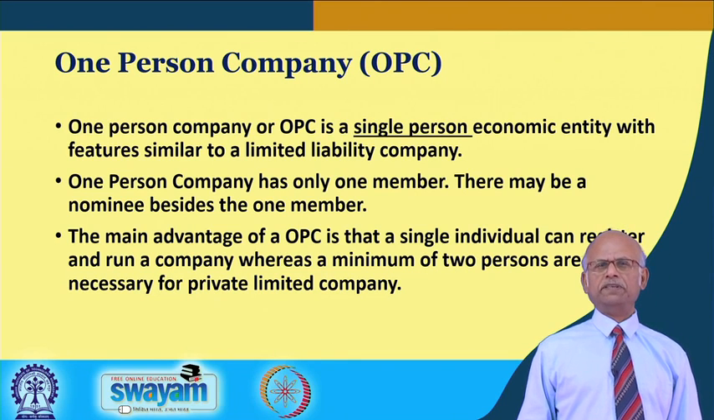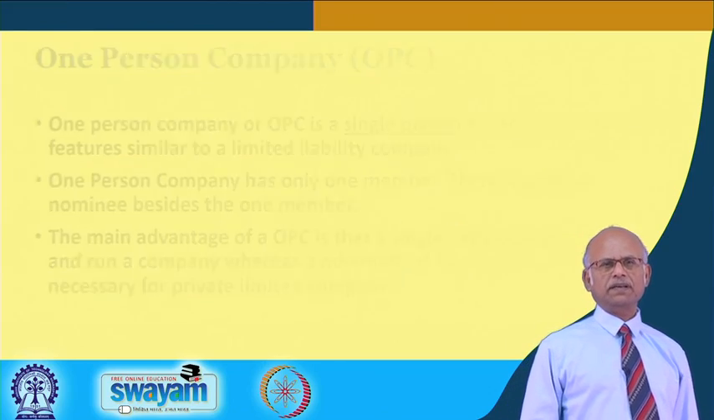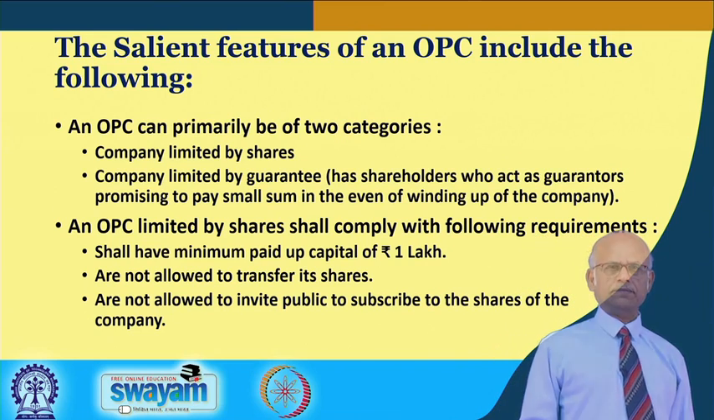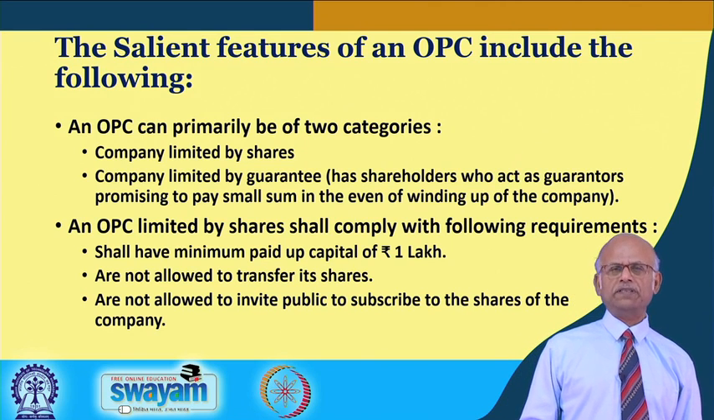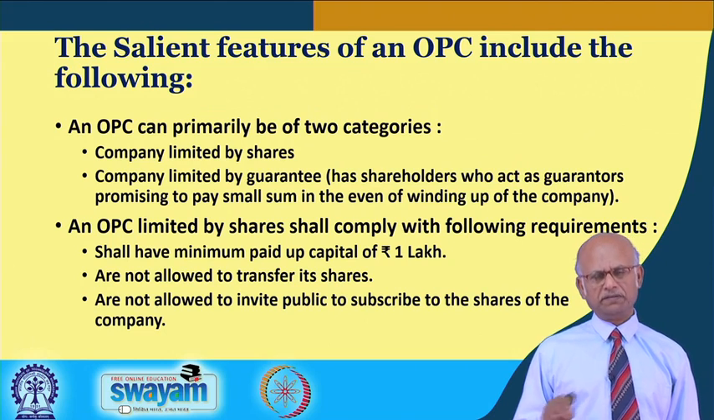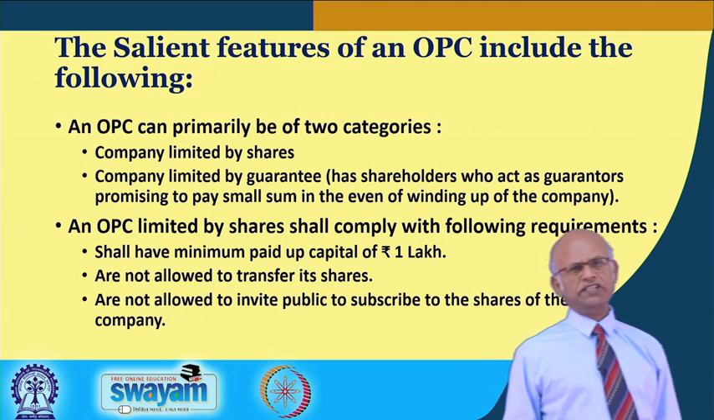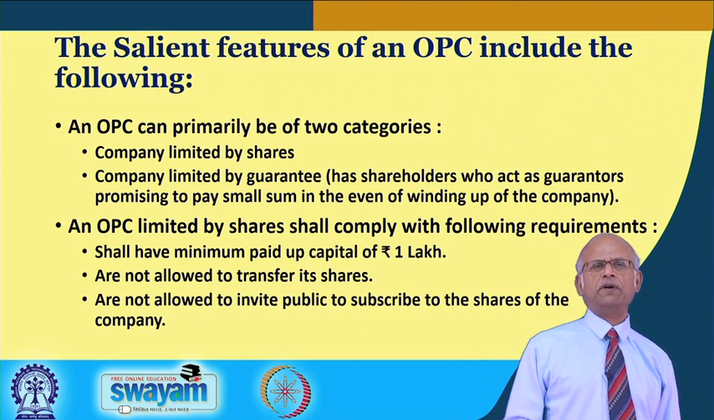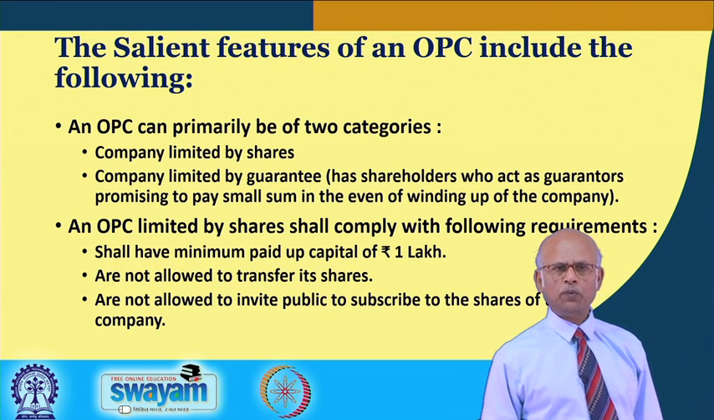unlike a private limited company, where there will be multiple directors, or a limited liability partnership, which also will have more than 2 partners. As I mentioned, companies are primarily of two types. There are four types actually, but primarily two types. One is company limited by shares, another is company limited by guarantee. Limited by guarantee has three formats, but we will discuss only these two formats of one person company.